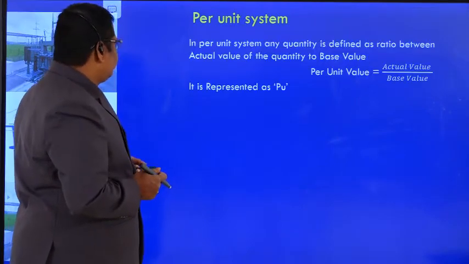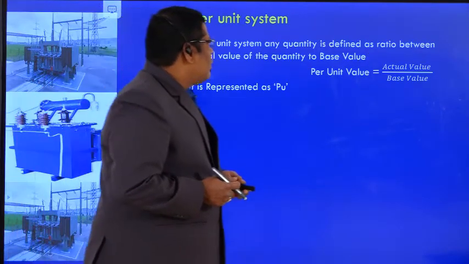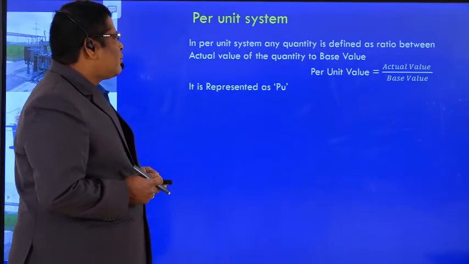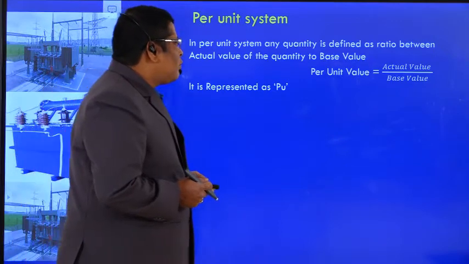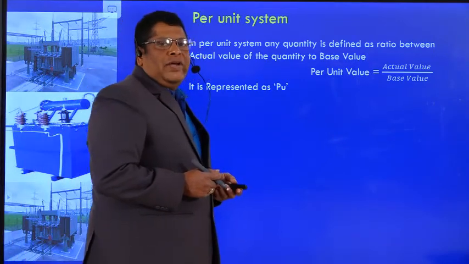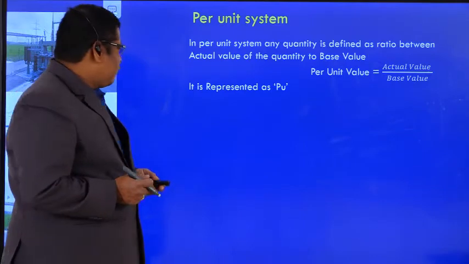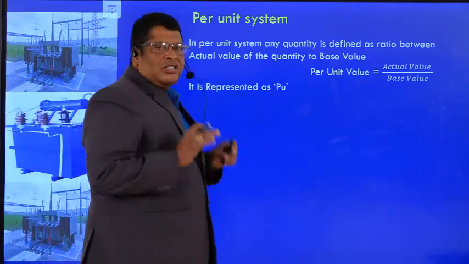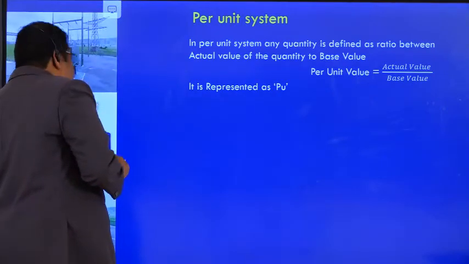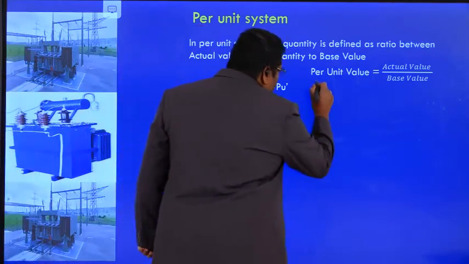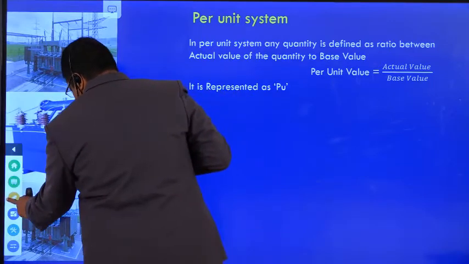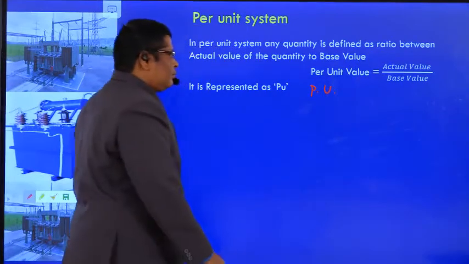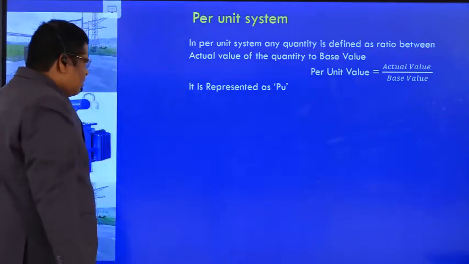Per unit system. In the per unit system, any quantity is defined as the ratio between the actual value of the quantity to the base value. So the per unit value equals the actual value divided by the base value. It is represented simply as PU. Sometimes it is represented by others also, following the P dot U dot also. Any way you can represent.